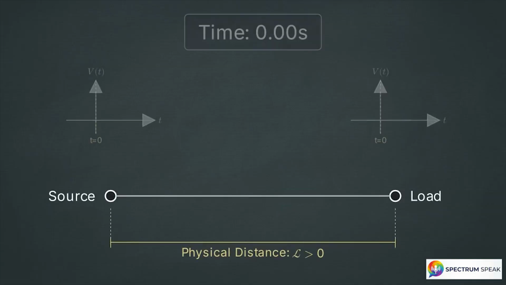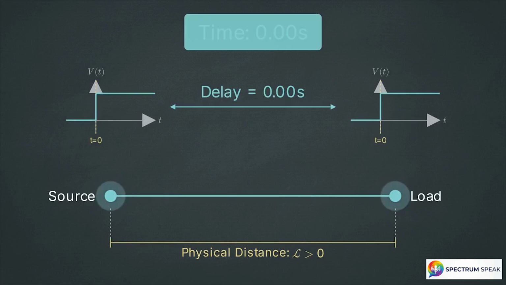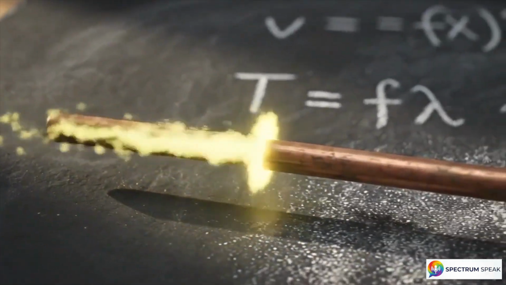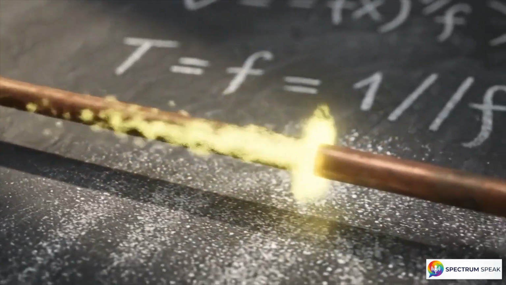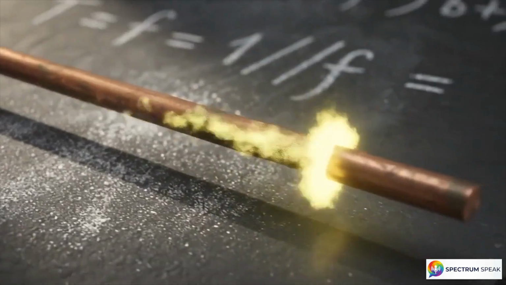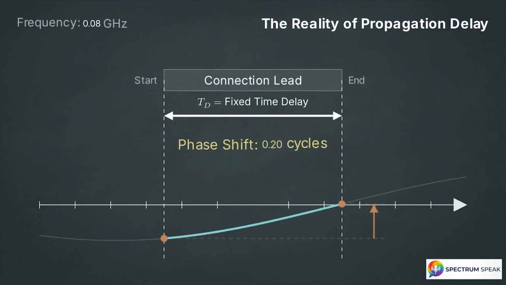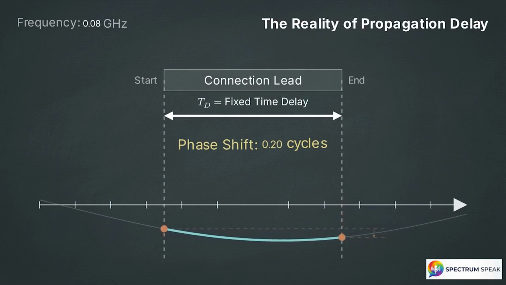The core flaw in ideal circuit analysis is the assumption that a voltage change at the source instantly appears at the load. In reality, electromagnetic waves have a finite propagation velocity. They actually take a measurable amount of time to travel down a conductor. These graphs show the input sine wave I1 of t at the source and the delayed output sine wave I2 of t at the load. Because the wave takes time to arrive, there is a measurable phase shift between the 2 points.